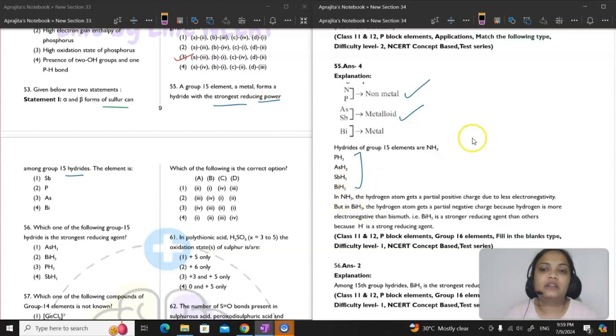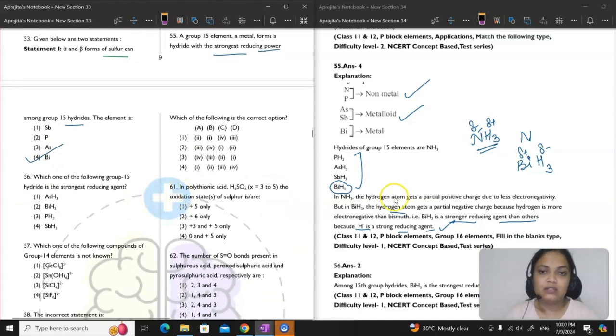Now, if I talk about ammonia, in ammonia, nitrogen is more electronegative than hydrogen. So the hydrogen atoms get a partial positive charge because of less electronegativity. But if I talk about bismuth, here the metal is more electropositive, right? So hydrogen will be more electronegative. It will have a partial negative charge, and bismuth has a partial positive charge. So BiH3 is a stronger reducing agent because here H minus is a strong reducing agent. So the answer for this question is going to be option number 4, that is bismuth.